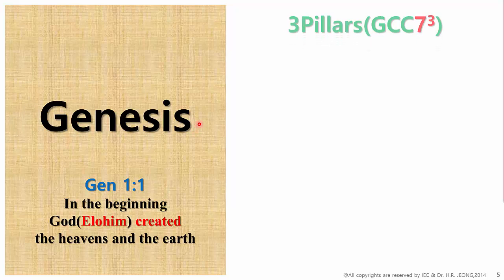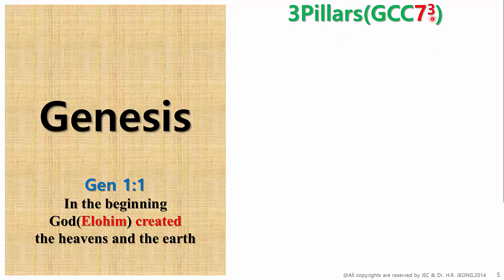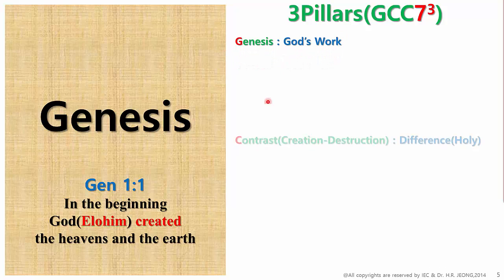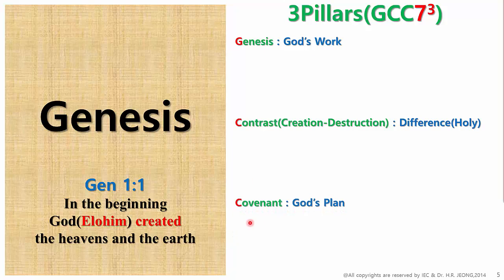There are three groups representing Genesis. Of course, there are many more aspects to understanding Genesis, but I would like to take only three major aspects. These aspects are genesis, contrast, and covenant.